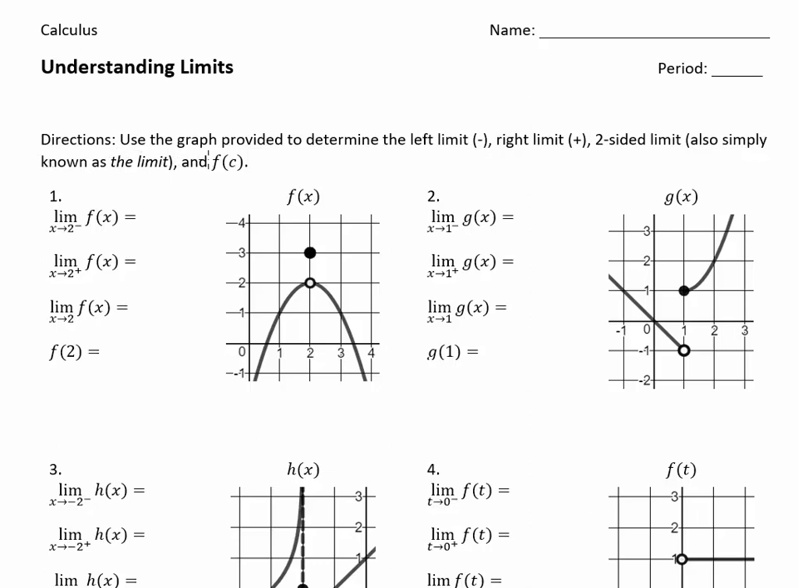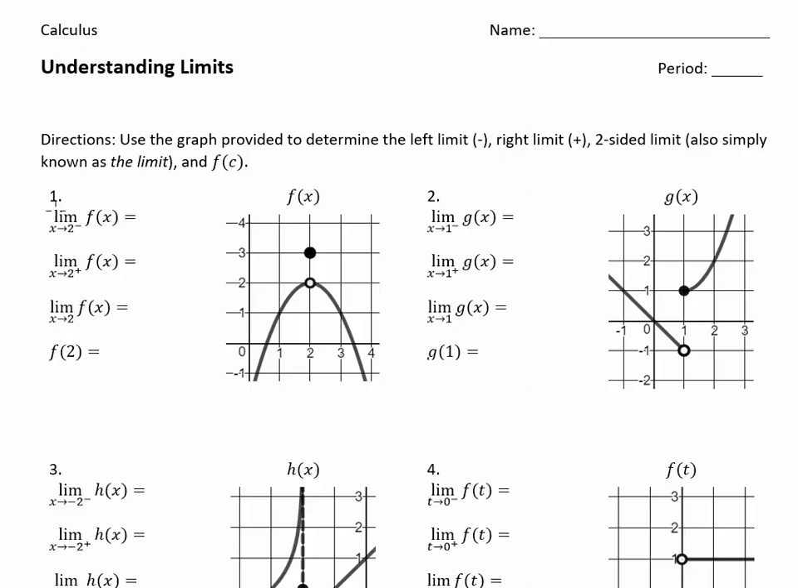The directions say use the graph provided to determine the left limit represented by the little negative sign. So we can see that over here on this problem, this guy right here is the limit of f of x as x approaches 2 from the left. It's got that little negative sign. The right limit has the positive sign. The two-sided limit, also known simply as the limit, is when it doesn't have a negative or a positive. And then finally, we're going to evaluate our function f at some value c. So in problem 1, it looks like we're evaluating function f at a value of 2.